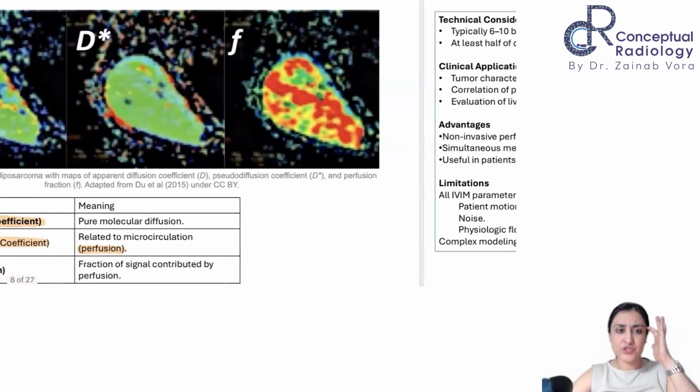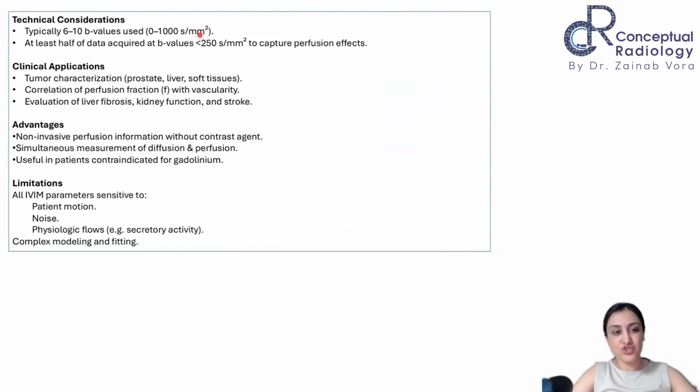All right, so this is very recent. You know, you just need to know the theory. Very few centers do it in India. You know, we used to, I think 1 or 2 studies of IVIM I had seen. Maybe they're doing more now in AIIMS. So technical considerations, typically 6 to 10 B values are used between 0 to 1000.